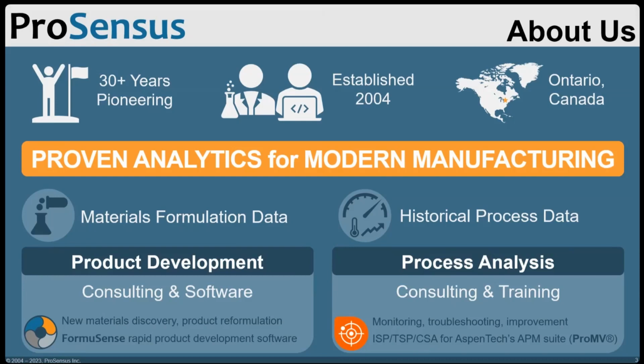Now, when we talk about doing analytics for manufacturing, we have two main areas in which we work. The one being materials formulation data, which is the focus of today's webinar, and the other being historical process data. So back in 2016, ProSensus sold a software for process analysis called ProMV to AspenTech, and they've continued to develop that software for process monitoring, troubleshooting, and so on. And we help provide implementation services for them. But for product development, we provide consulting and our own FormuSense software.